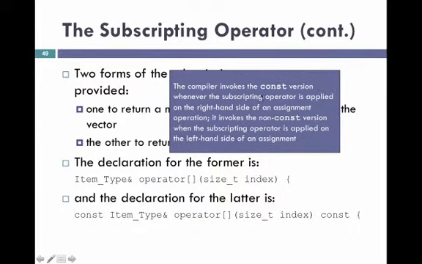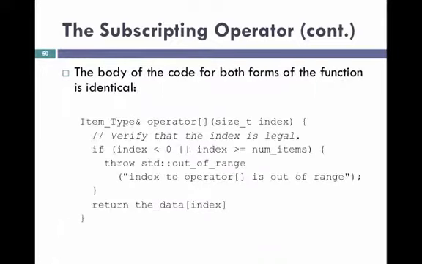So the compiler invokes this const version whenever we're on the right-hand side of an assignment operation, and it invokes the non-const version when the subscript operator is applied on the left-hand side of an assignment statement. So the body of the code for both forms of the function is identical. We verify that the index is legal, and then we return the data at that index.